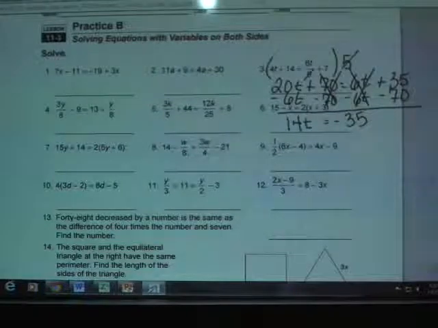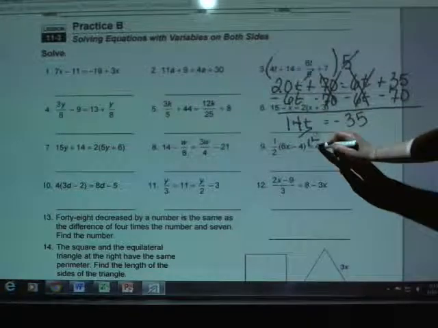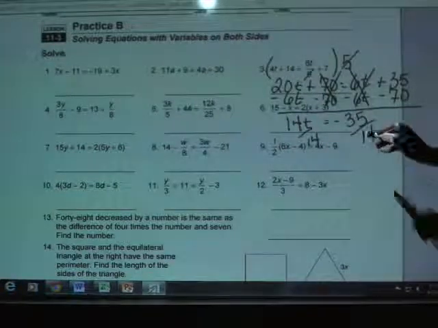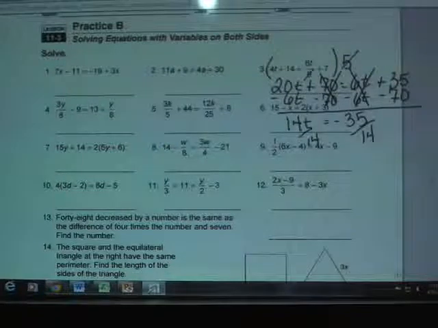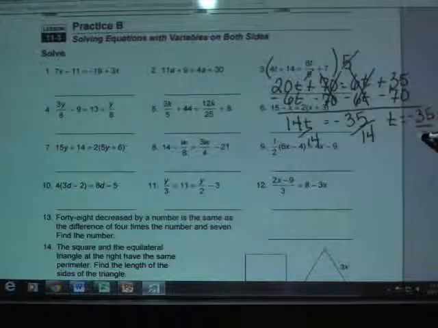Alright, now, it's a multiplication equation, so I'm going to solve this by division, dividing by 14. Now, some of you might be looking at that and saying, well, 14 doesn't go into 35. Isn't that going to be nasty? No, because I'm just going to leave it a fraction. I'm going to leave it negative 35 over 14 and say I'm done. There's nothing wrong with that answer.